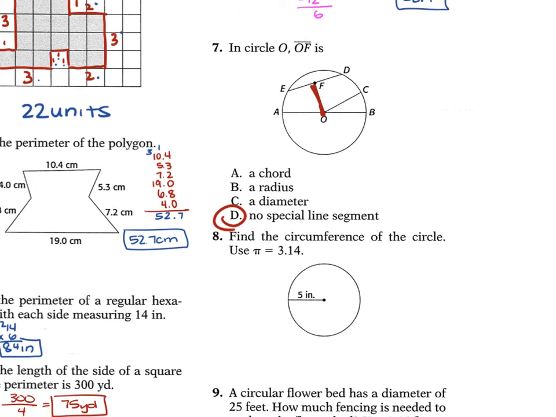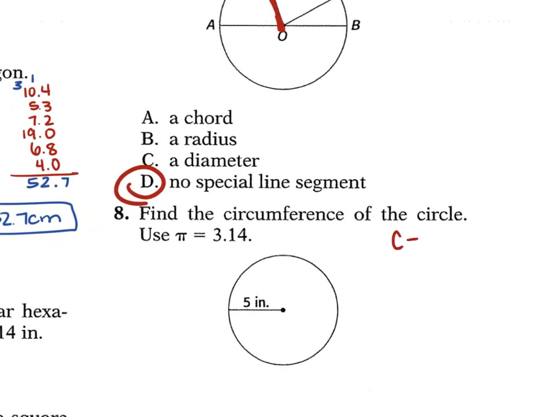8 says to find the circumference of the circle, use pi as 3.14. We are not going to use 3.14 for pi. We're going to leave pi as pi. So your circumference, when you're dealing with a radius, is 2 times the radius times pi. So that's going to be 2 times 5 times pi. So that's just 10 pi inches.